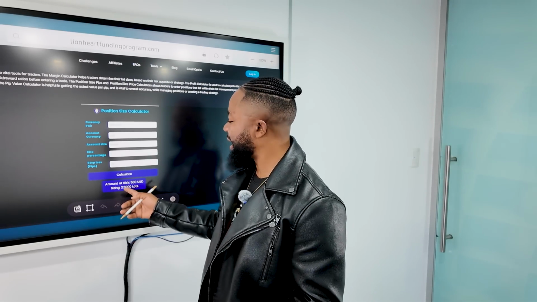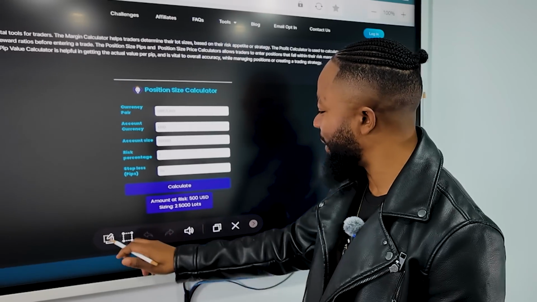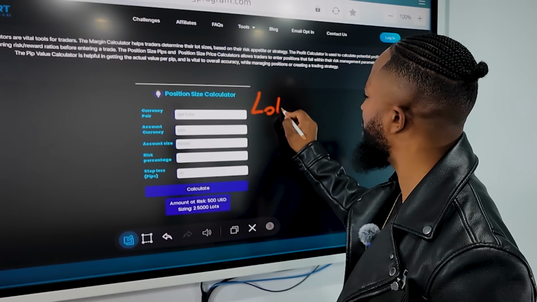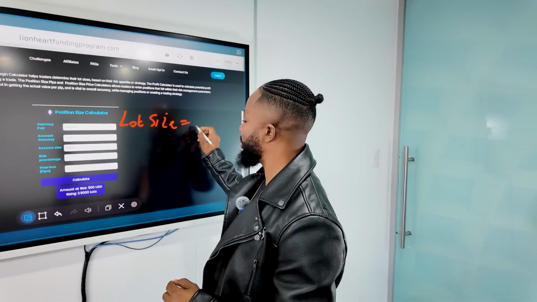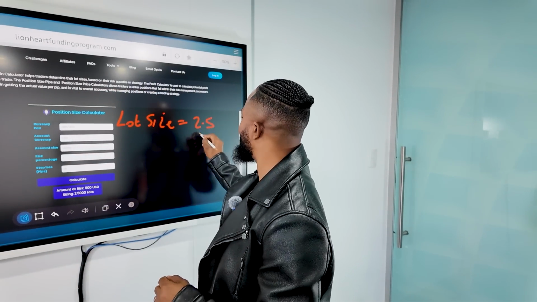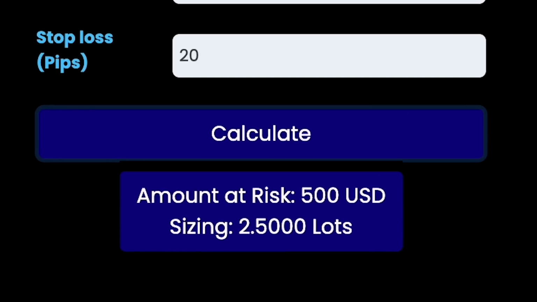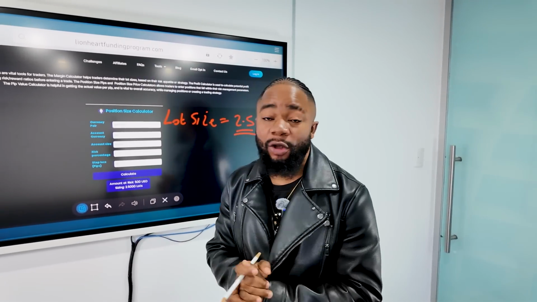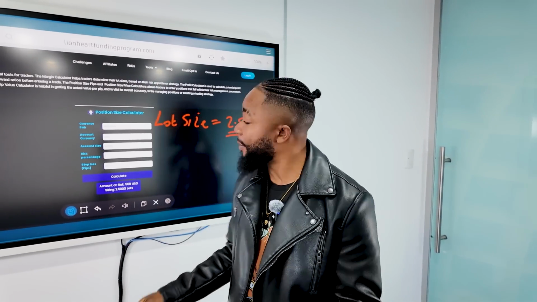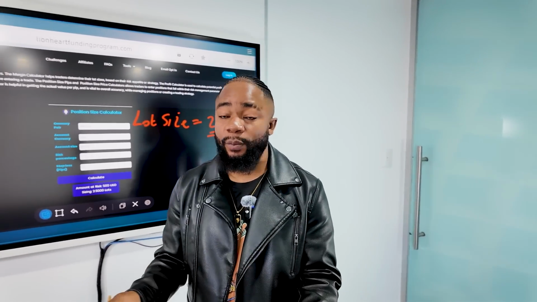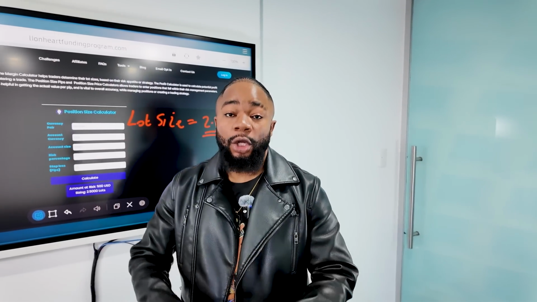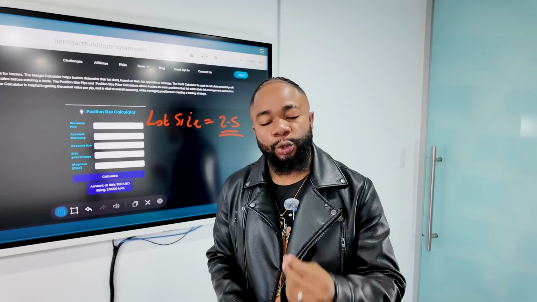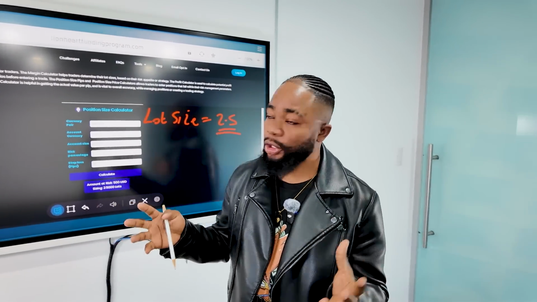And then sizing means the lot size we can use on this particular trade so that we only risk 1% of our account: the lot size is equal to 2.5. Can you see? That's the lot size we can use on this account so that we only risk 1% of our account. No one will penalize you for using a 2.5 lot size on a 50K account. No one will penalize you for even using a 5 lot size on a 50K account. You just need to learn how to trade the consistent way.